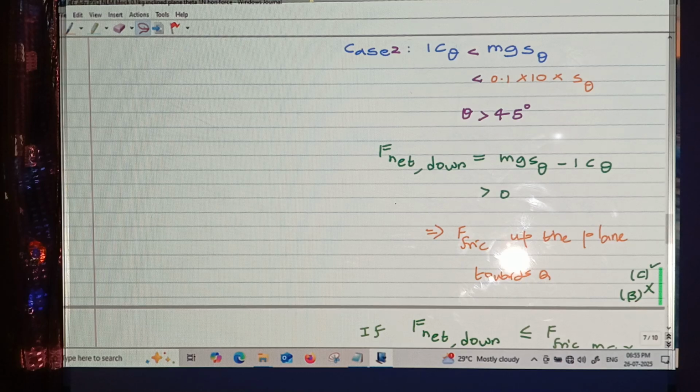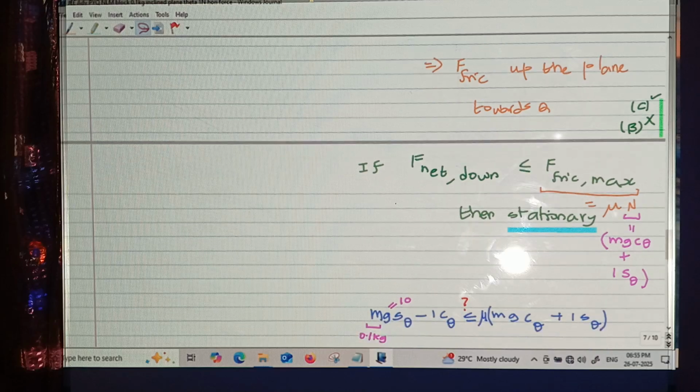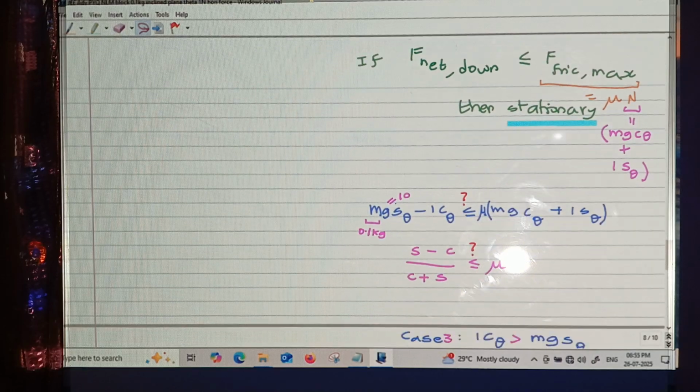And one more condition should be satisfied for it to remain stationary. The net downward force should be less than the maximum friction force. Otherwise, the block will slide down. So this additional condition has to be satisfied. Maximum friction force is mu times the normal reaction. Normal reaction is the weight component normal to the plane, which is mg cos theta, and the applied force normal to the plane, which is 1 sin theta.